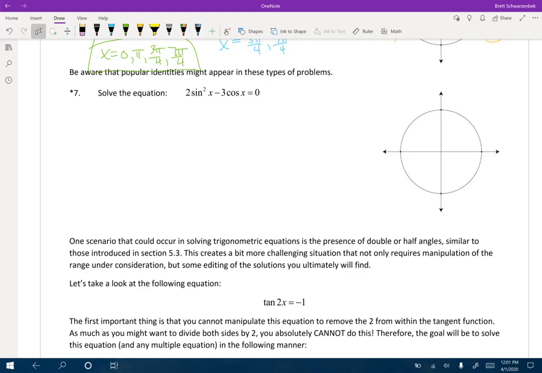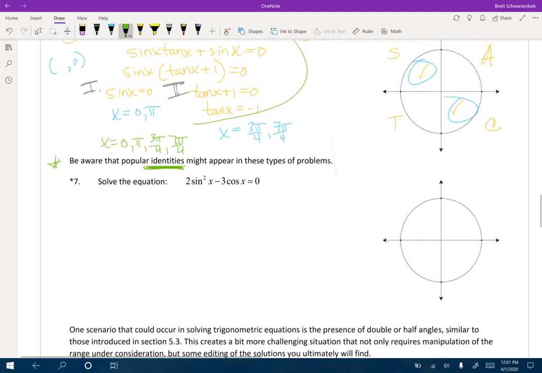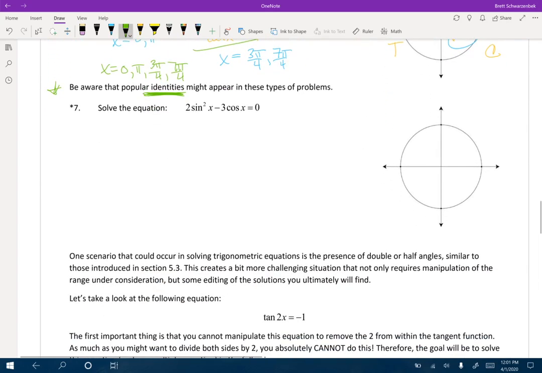Okay, so number 7 here is a doozy. Why is it a doozy? Just because there are times where identities might appear in your trig equations. I don't tend to give a lot of those because they can be quite challenging to follow, and solving equations is often hard enough, but it's not going to rule out appearing on one of the exams or in a lab, so you need to be able to locate this as you go.